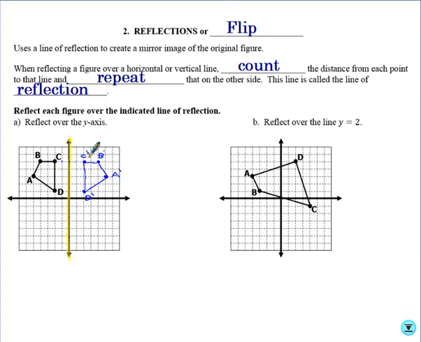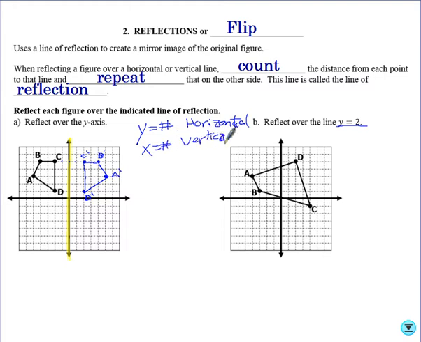It is important for all of these transformations that you label your points as A prime, B prime, C prime. If you don't have the labels on there, you're going to miss some points. The next one says reflect over the line y equals 2. What you need to remember from algebra is if your equation is y equals a number, that is going to be a horizontal line.